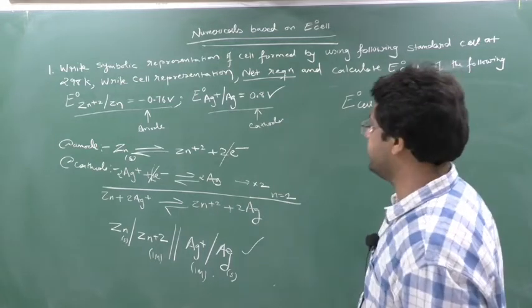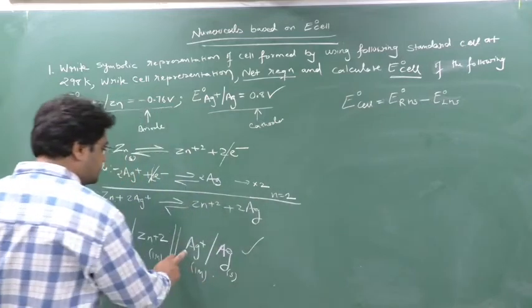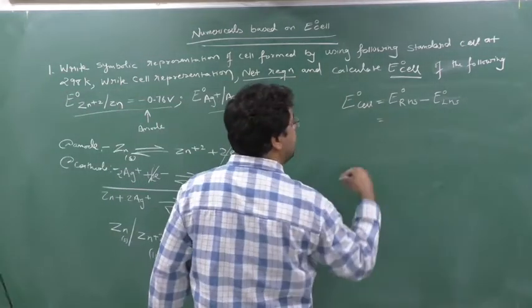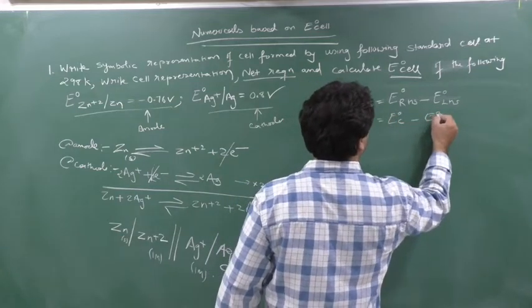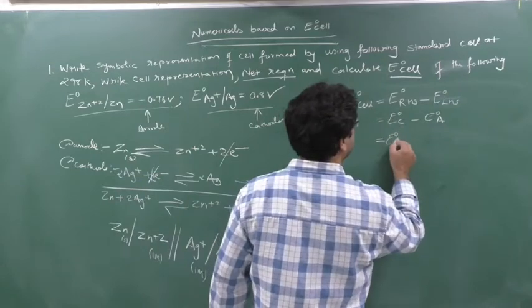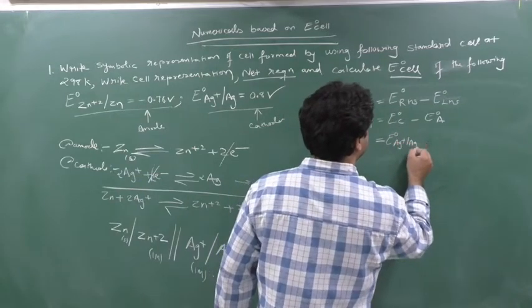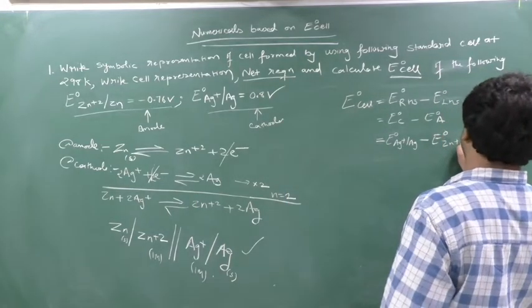This 0 represents standard. But who is at the RHS portion? If I stand on this, the RHS portion is silver. So at the RHS the cathode will come. So I can write it like this also: E naught cathode minus E naught anode. Here who is at the cathode? Silver. So write down E0 Ag plus slash Ag minus E0 anode. Who is at the anode? Zinc. Zn plus 2 slash Zn.